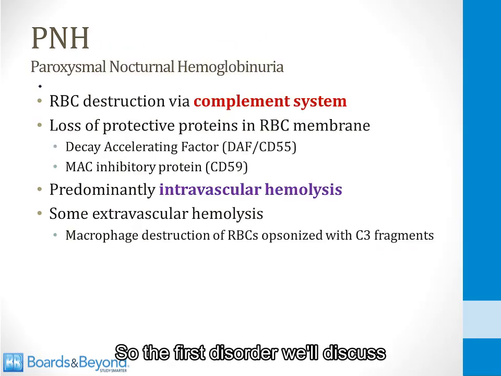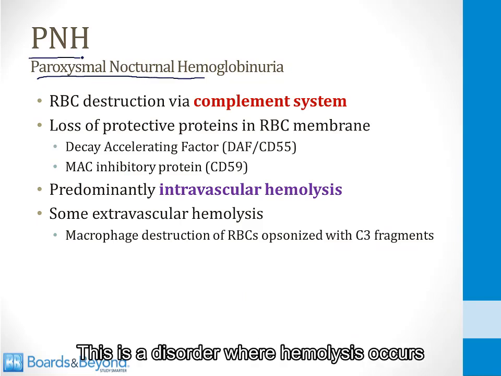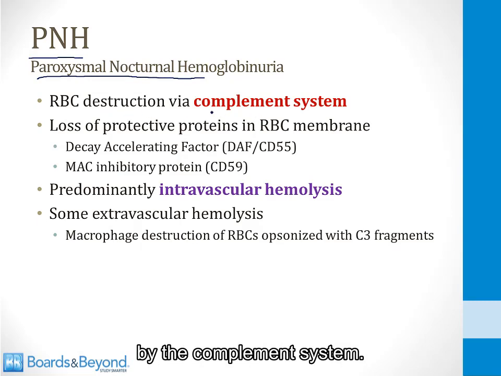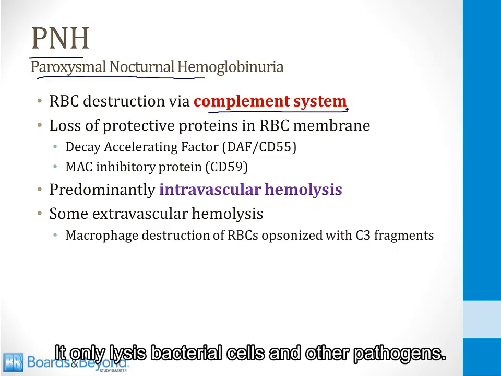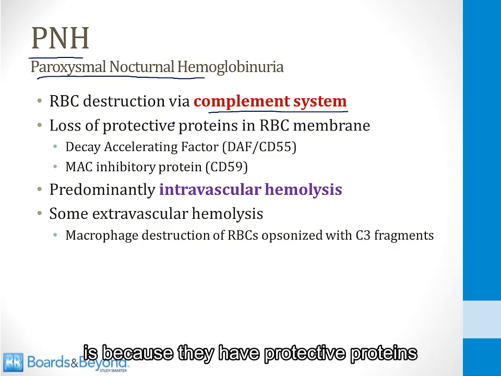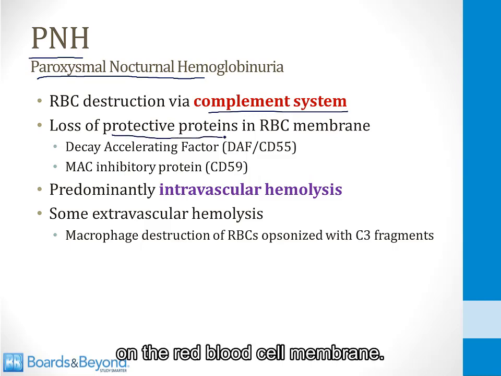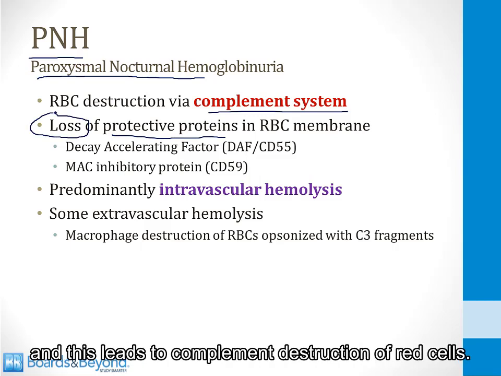So the first disorder we'll discuss is paroxysmal nocturnal hemoglobinuria, or PNH. This is a disorder where hemolysis occurs because red blood cells are destroyed by the complement system. Normally the complement system does not lyse red cells, it only lyses bacterial cells and other pathogens. The reason red cells normally don't get lysed is because they have protective proteins on the red blood cell membrane. And in PNH there is loss of those protective proteins, and this leads to complement destruction of red cells.